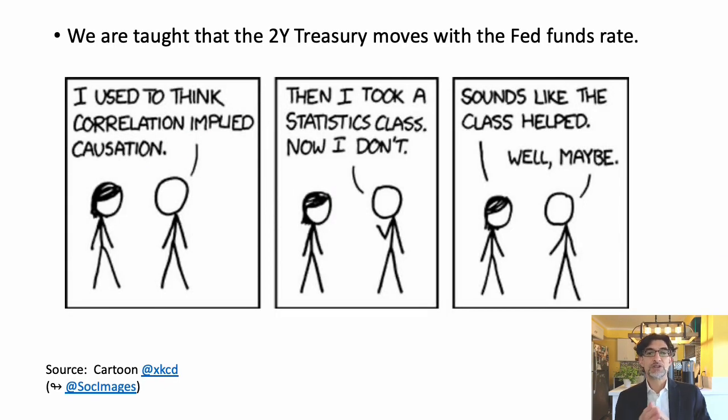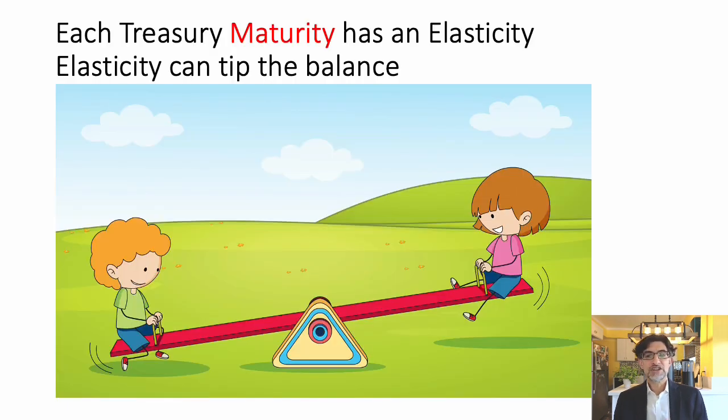So like I said, we're taught that the 2-year Treasury moves with the Fed funds rate. So everyone uses that as a benchmark. And here's a little cartoon here. It says, I used to think correlation implied causation. Then I took a stat class. Now I don't know. Sounds like the class helped. Well, maybe.